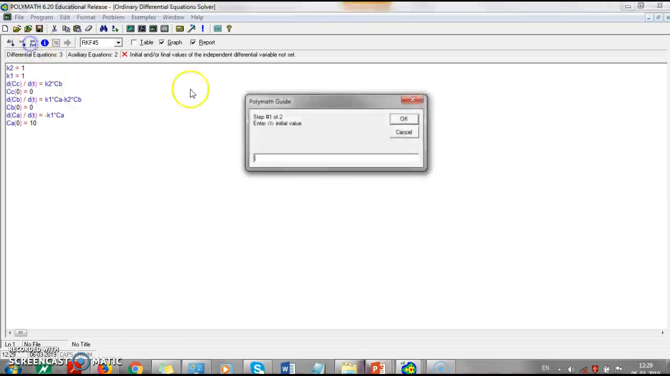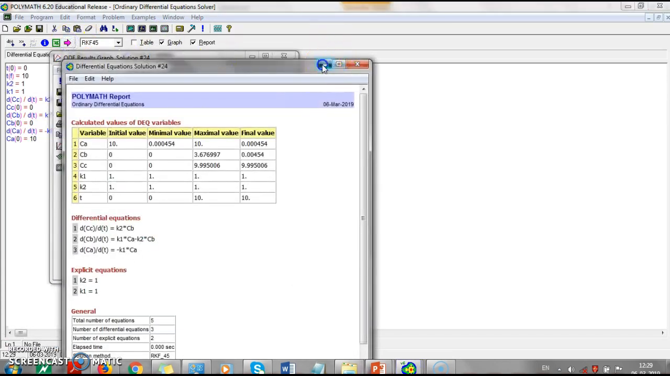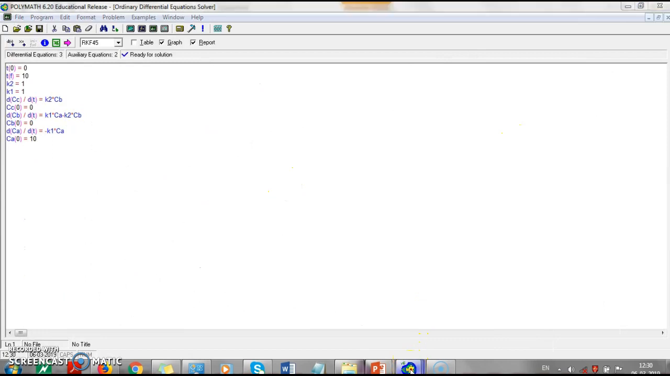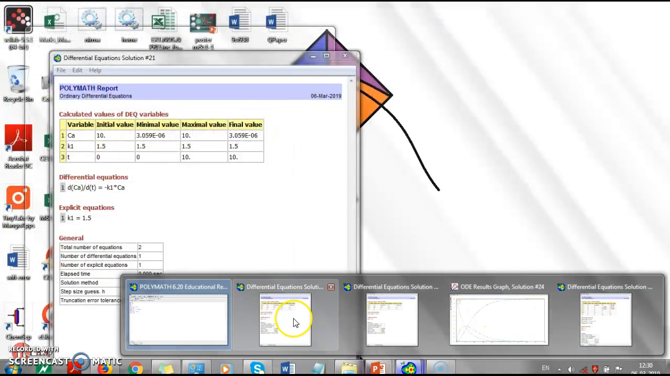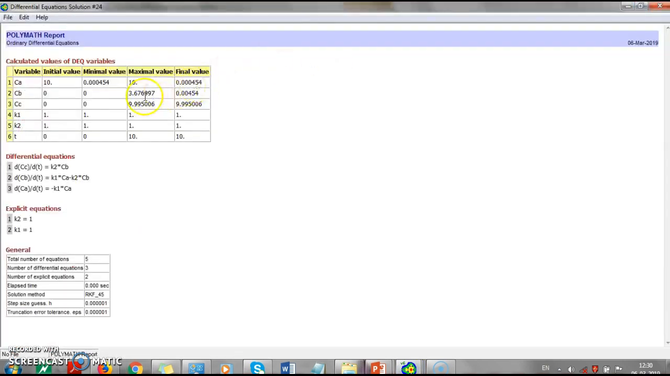and we integrate from 0 to 10, and we plot this, and we see that what we get is this, with the highest concentration of B being somewhere in the range of 3.8, which we can confirm in the tabular results. So 3.67 is the highest Cb, and Cc is almost 10, and Ca is almost 0.